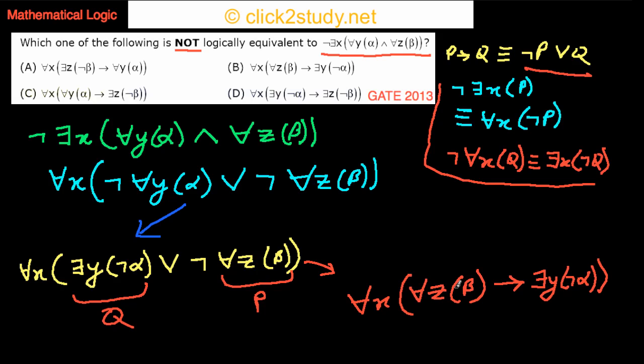Okay, and if you compare this with this thing, this is the same thing as option B. So you arrived at your option B by starting at this point. So this means that option B is logically equivalent to what was given to us. So this cannot be our answer definitely.